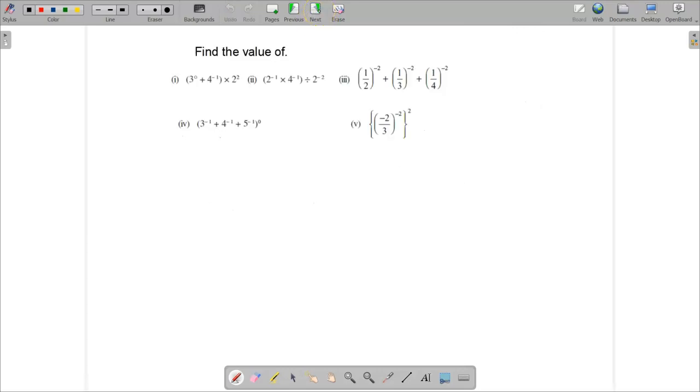So coming to the second problem. Second problem is 2 power minus 1 into 4 power minus 1, and then this overall term is divided by 2 power minus 2. So how can we write this term? 2 power minus 1 into 4 power minus 1, the overall term divided by 2 power minus 2. Like this we can rewrite the term. So first let me simplify the term.